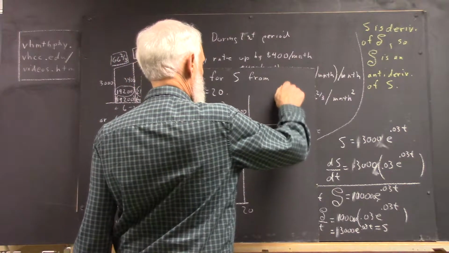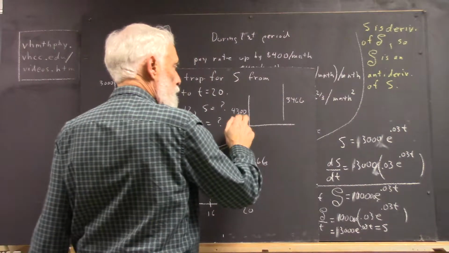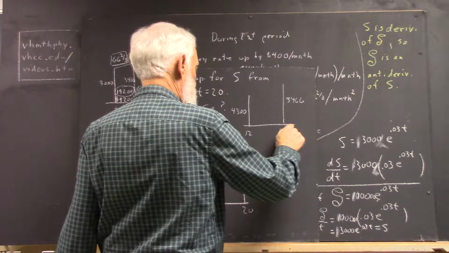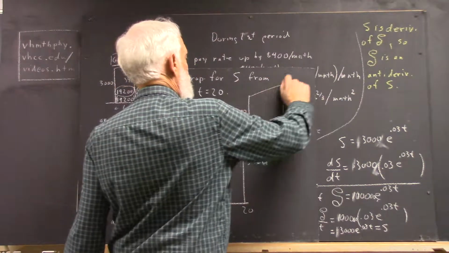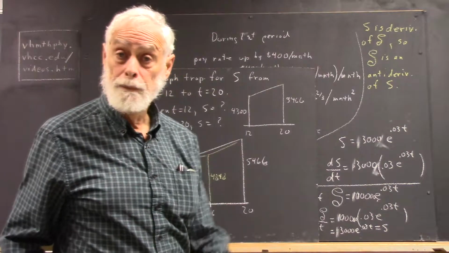We'd have 5466 here. And of course, the 4,300, everything would be a little more precise. We'd have 12 here, we'd have 20 here. And then we'd have this. So now we can very easily calculate the area of this graph.